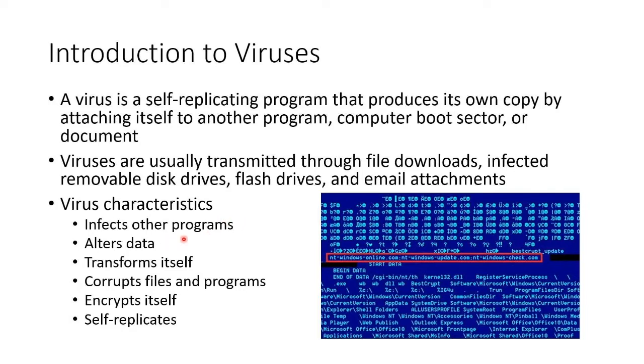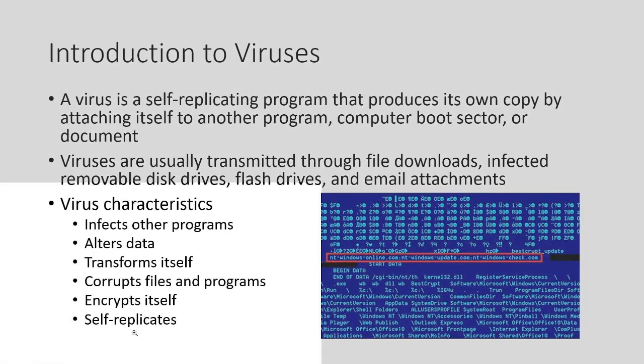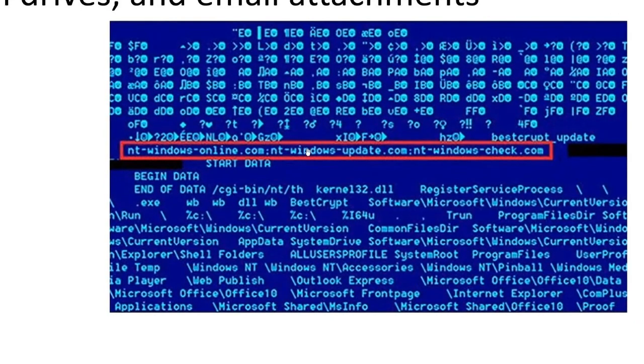They alter the data. They can transform themselves. They corrupt files and programs. They replicate and self-replicate. They encrypt and self-replicate. And if we look here, we can actually see a close-up of some virus stuff right here. And so we can just see this is part of it right here.